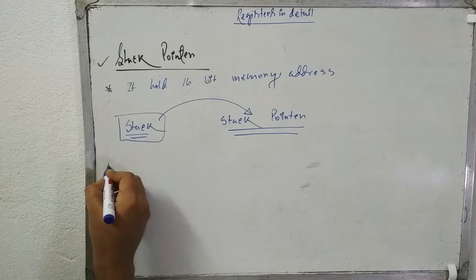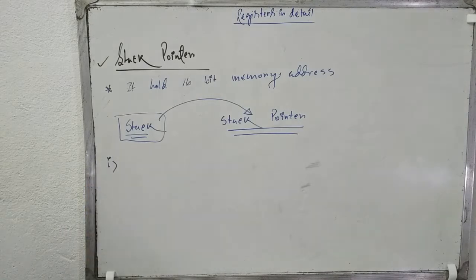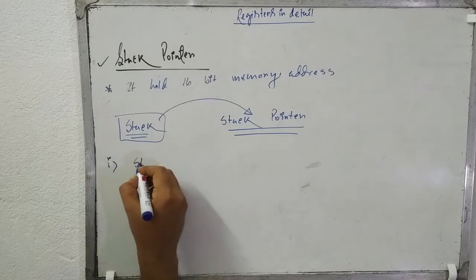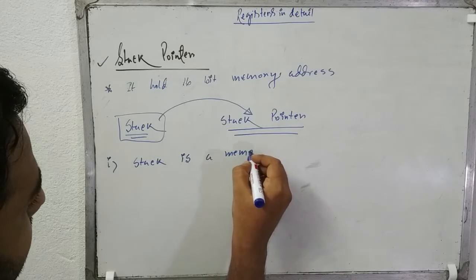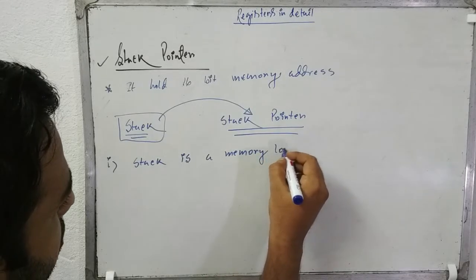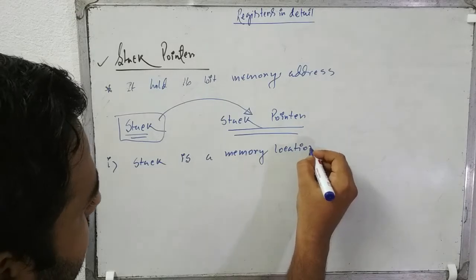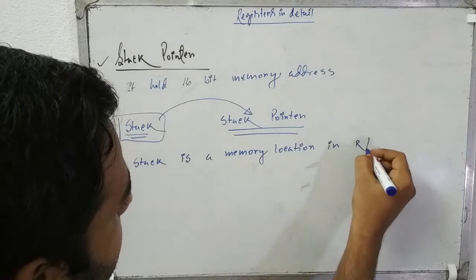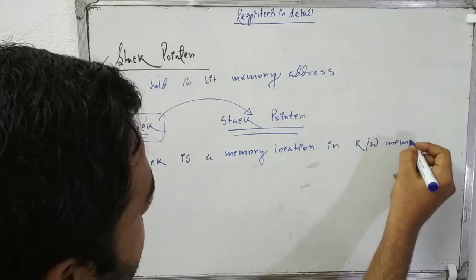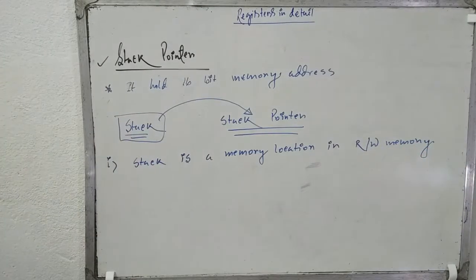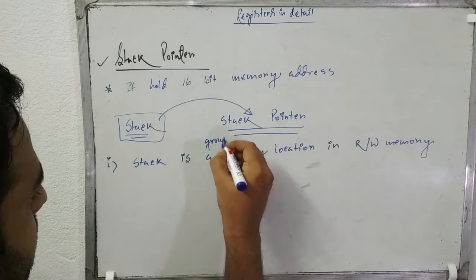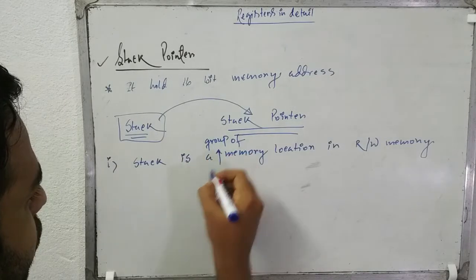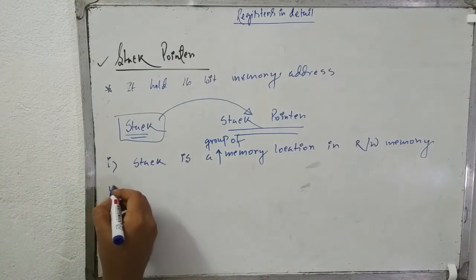So what is a stack? Basically a stack is a memory location. Stack is a group of memory locations in read write memory.